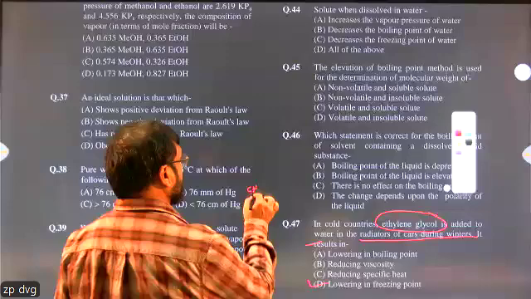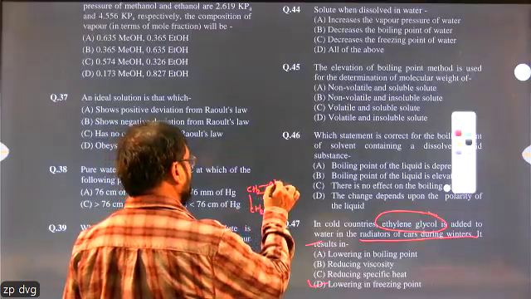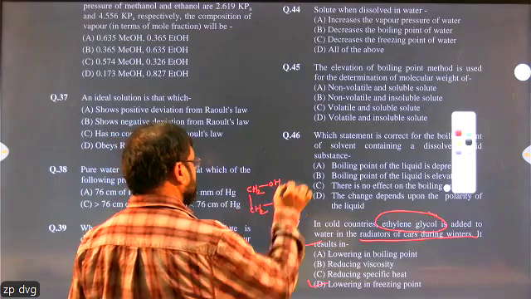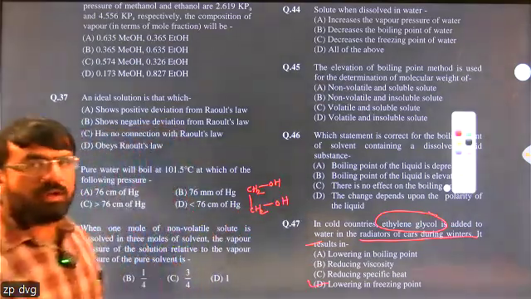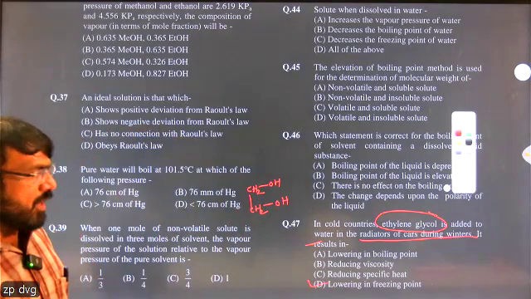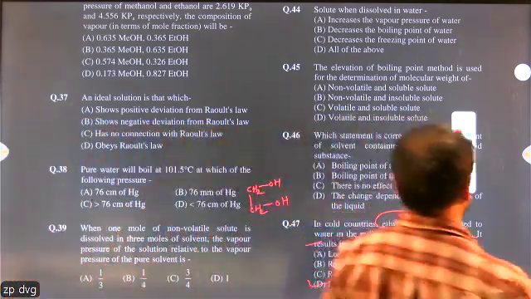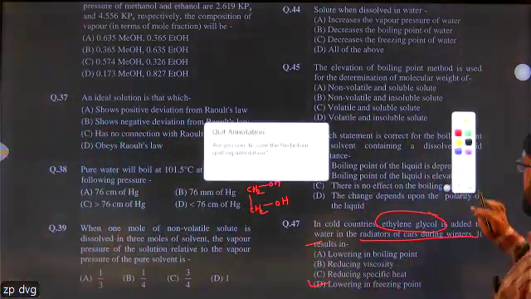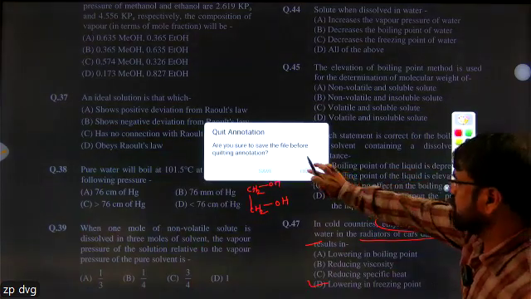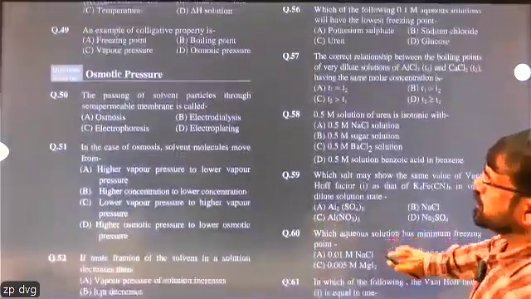So when ethylene glycol is mixed with water, it leads to the depression of the freezing point. Therefore we can stop the formation of ice and we can run the vehicles continuously. So for question number 47, option D is the correct answer. Next, question number 48.